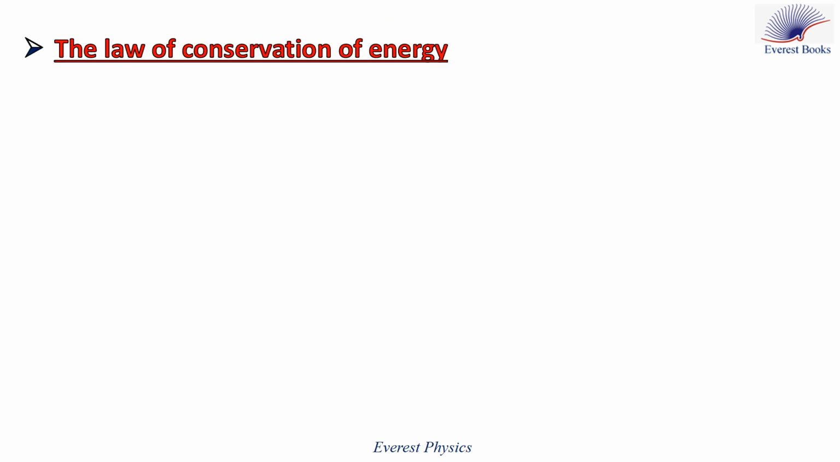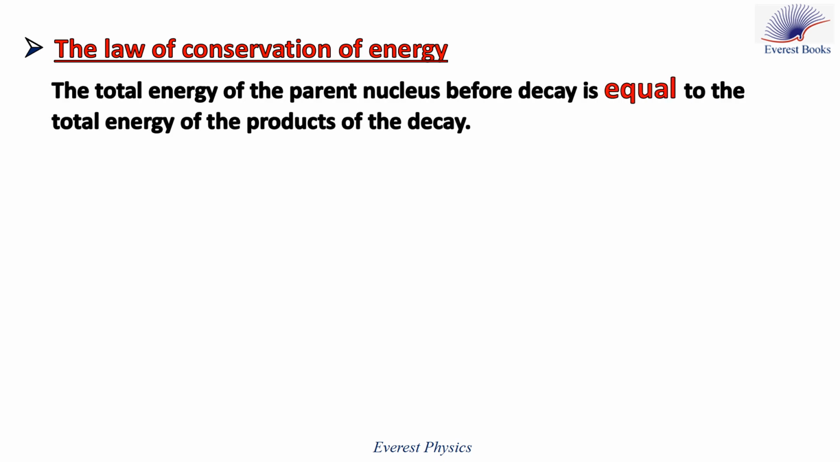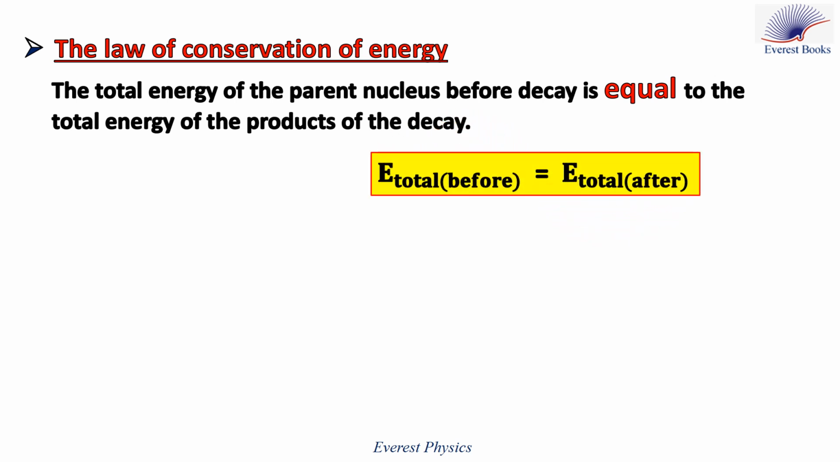The third law is the law of conservation of total energy. This law states that the total energy of the parent nucleus before decay is equal to the total energy of the products of the decay. But to apply this law, we need to know how to calculate the total energy of a particle. Here we have 2 cases.